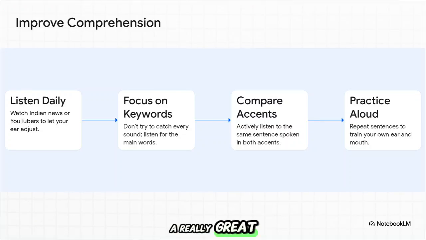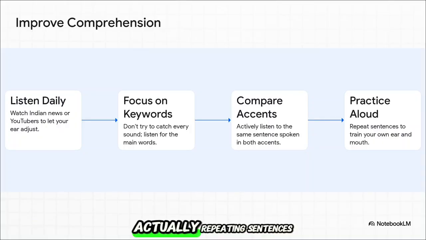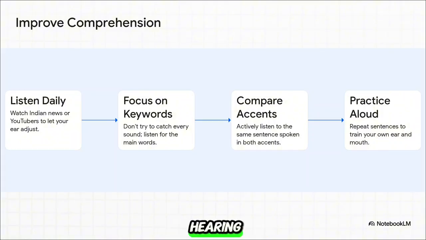Third, a really great exercise is to actively compare accents. Find a clip of the same sentence and listen to how it's said differently. And finally, practice with a teacher. Actually repeating sentences out loud helps connect what your ear is hearing with what your mouth is doing.